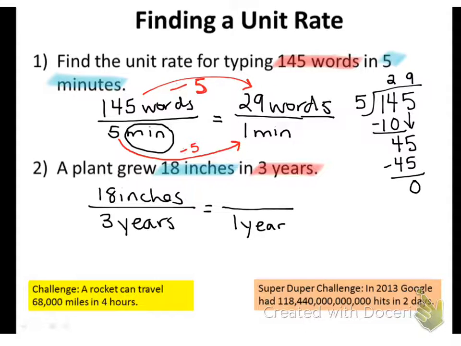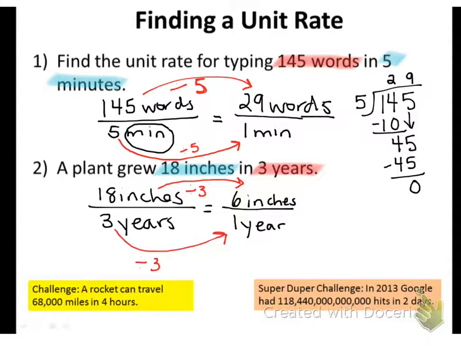All right, again, now we have to divide 3 by something to make it 1. What do we divide 3 by to make it 1? We divide 3 by 3 to make it 1. Whatever we do to the denominator, we do the same thing to our numerator. So we have 18 inches, and we're going to divide 18 by 3. Now we can do that in our heads. 18 divided by 3 will give us 6. So the plant can grow 6 inches in 1 year.